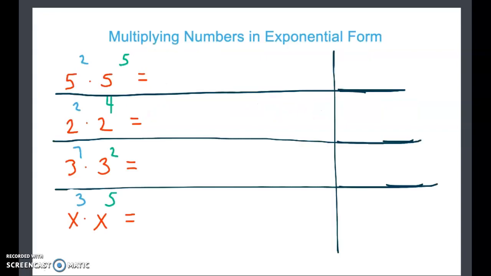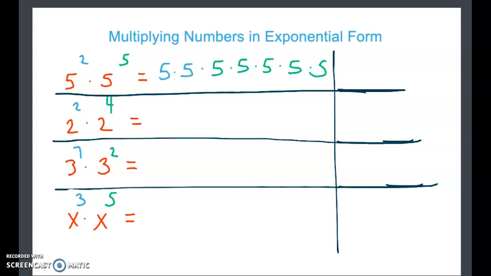Now that we've reviewed how to rewrite numbers in exponential form in factored form, we can move into how we multiply numbers that are in exponential form. So if we look at the first example, we have 2 copies of 5 being multiplied by each other. And then we have 5 more copies of 5 being multiplied by those first 2 copies of 5.